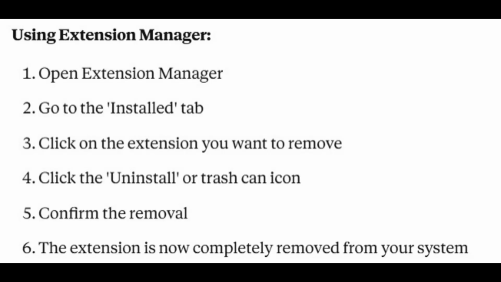If you no longer need an extension, here's how to remove it completely. First, let's do it by using the Extension Manager. Open Extension Manager, go to the Installed tab, click on the extension you want to remove, click the Uninstall or Trash Can icon, confirm the removal. The extension is now completely removed from your system.